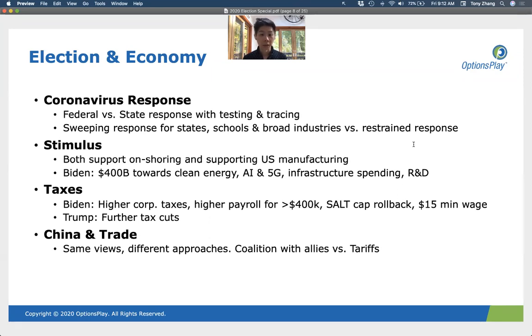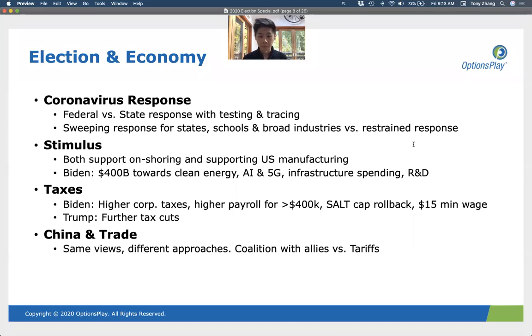Taxes, this is also where we see a very big difference between the two parties. Biden is looking for higher corporate taxes. He's trying to increase corporate taxes back from 21% to 28%, while Trump reduced it from 35 down to 21. Biden is trying to increase payroll taxes for individuals, especially for individuals making over $400,000 a year. He's trying to roll back some of the state and local tax deductions that are available to residents in higher income brackets like New York, California, and those types of places. And lastly, he's trying to increase the minimum wage on a federal level to $15 an hour.